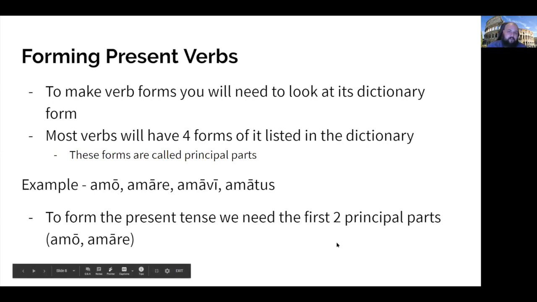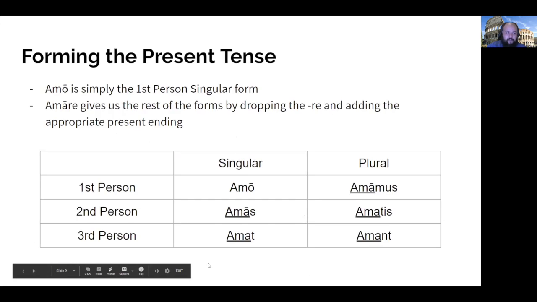When we are dealing with present tense verbs, we only need the first 2. So just amo and amare, okay? We can just chuck these other 2 out. We don't have to look at them for the rest of this. So we have our 2 principal parts, amo and amare. The first principal part happens to be the first person singular form. It just always will be. So you just take the first principal part, amo, and you slot it directly into the first person singular, already formed for you. All other 5 forms come from the second principal part.